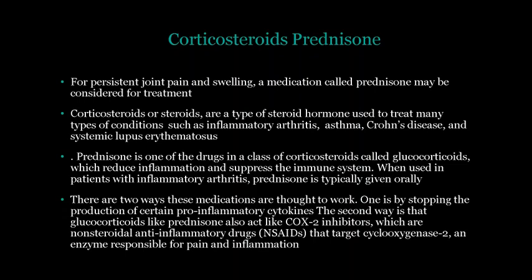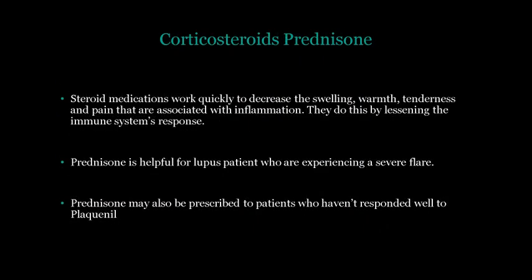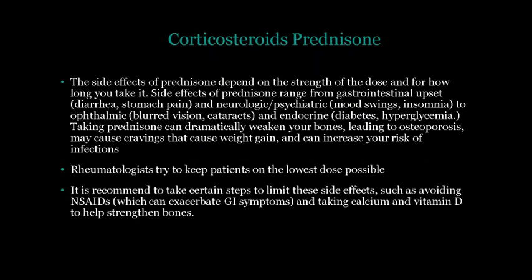There are two ways these medications are thought to work. One is by stopping the production of certain pro-inflammatory cytokines. The second is that, like COX-2 inhibitors, which are non-steroidal anti-inflammatory agents that target an enzyme called cyclooxygenase 2, which is responsible for pain and inflammation. Steroid medications work quickly to decrease the swelling, warmth, tenderness, and pain associated with inflammation. They do this by lessening the immune system's response. It can be helpful for a patient with lupus and may also be prescribed for patients who haven't responded well to Plaquenil. The side effects depend on the strength of the dose and for how long you take it.